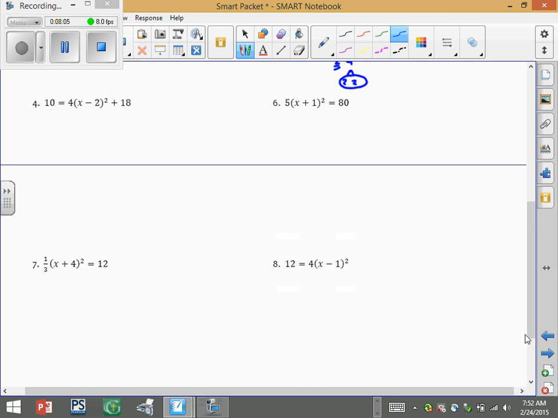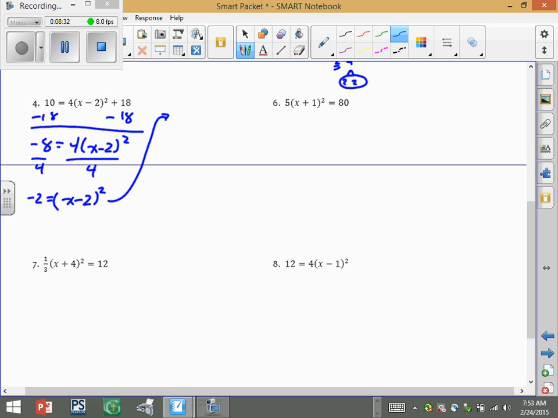Number 5, the x minus 2. Here's what is squared right here, the x minus 2. There's what we want to get by itself. So we want to get everything else away from that. First thing I'm going to move is the 18. Subtract 18 from both sides. So we end up with negative 8 equals 4 times x minus 2 quantity squared. Divide both sides by 4. So we end up with negative 2 equals x minus 2 quantity squared.